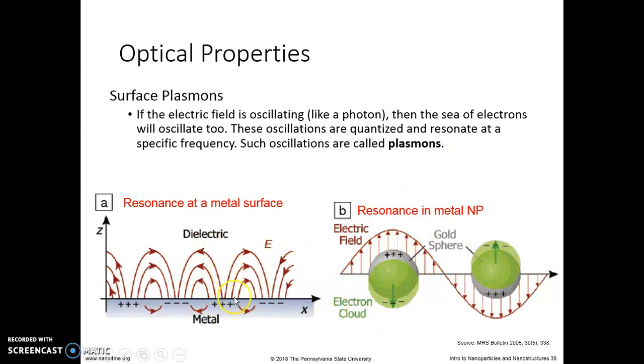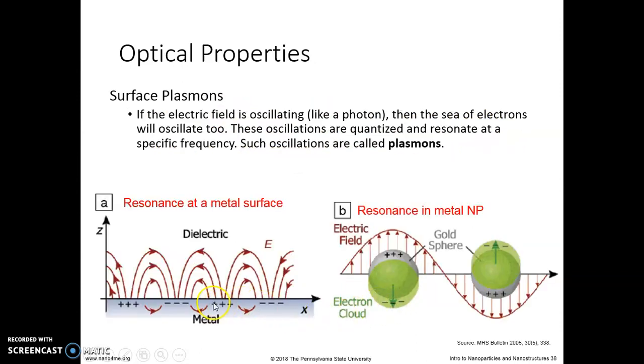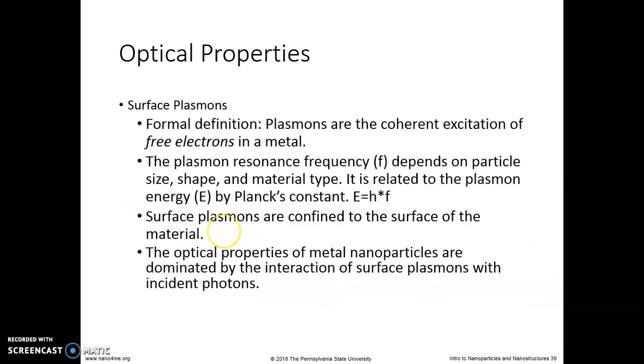The electron cloud will be oscillating at a particular frequency, that is called the plasmons. Surface plasmons, formal definition: plasmons are the coherent excitation of free electrons in a metal. Here you can see this is the coherent oscillation, coherent excitation of free electrons in a metal. So that is called the plasmons. The plasmon resonance frequency depends upon the particle size, shape and material type. It is related to the plasmon energy by Planck's constant, E equals hf.